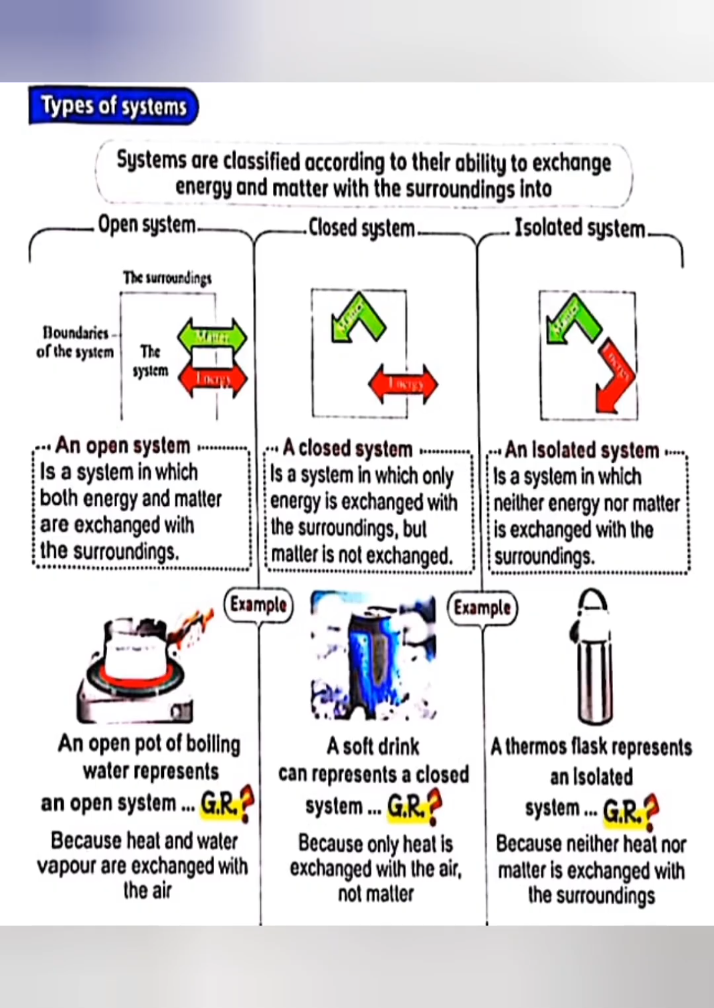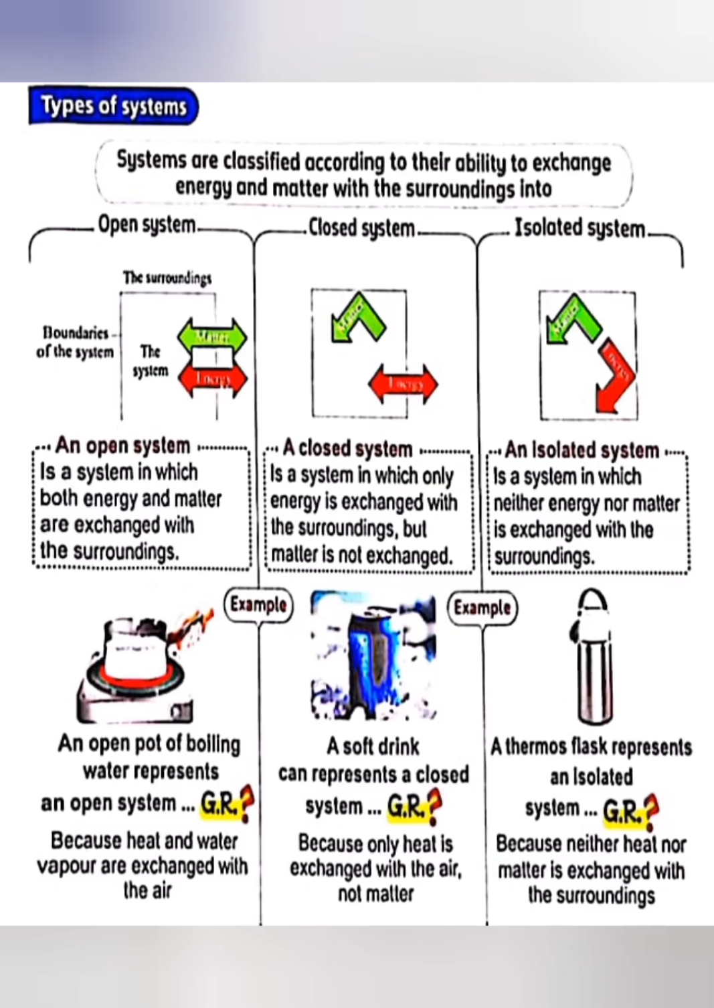Okay? 2. A closed system. It is the system in which only energy is exchanged with the surroundings, but matter is not exchanged. Let's study an example of it. A soft drink can represent a closed system. Why? Or give a reason. Because only heat is exchanged with the air, not matter.